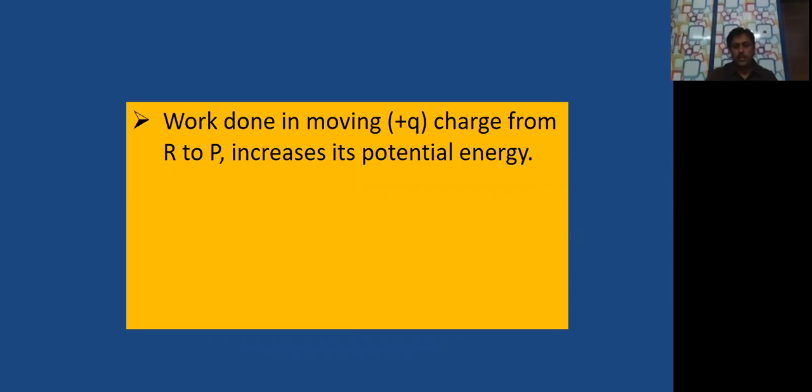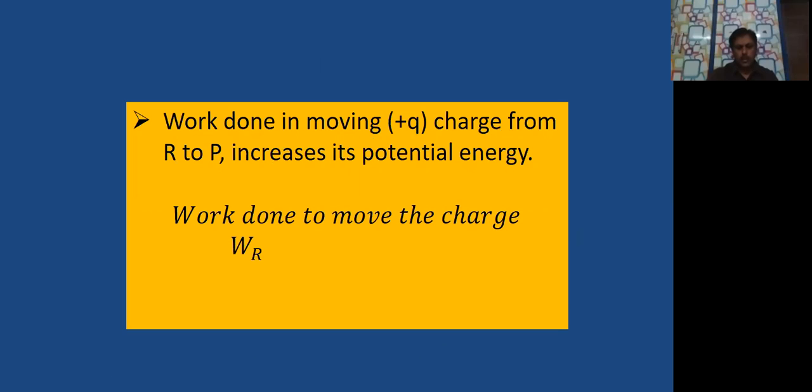Just like when the mass is lifted from one point to another point against the gravitational force, it is increasing its potential energy. Yes or not? Similarly, here also, work done in moving plus Q charge from point R to point P increases its potential energy. So the work done to move the charge, WRP, is equal to delta U is equal to UP minus UR.